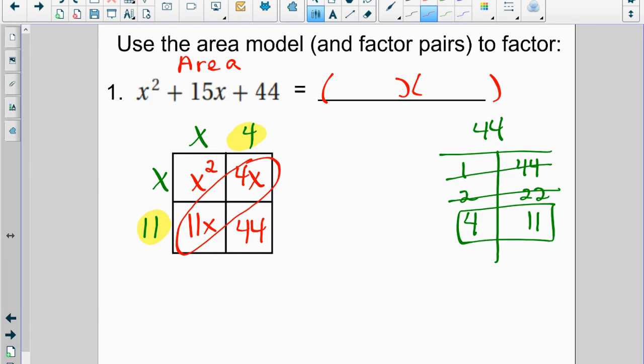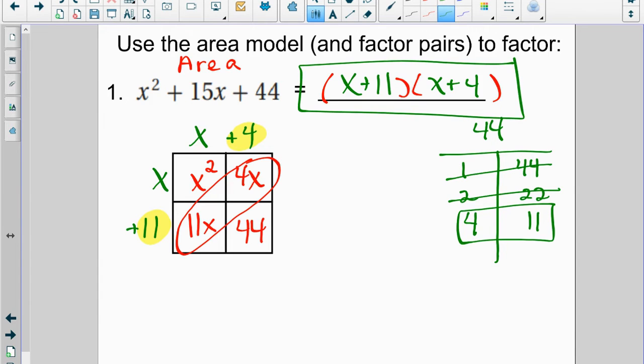So I have to think about, what did I multiply together to get x squared plus 15x plus 44? Well, on the left-hand side, I had x and 11. So that's x plus 11 as one of my binomial factors. And then across the top, I had x plus 4. That's my other binomial factor. So instead of starting with the length and the width of the rectangle and finding the area, we're actually starting with the area and trying to figure out the puzzle so that we could figure out the length and the width. That's factoring. Finding what multiplies together to give us our product from the beginning.